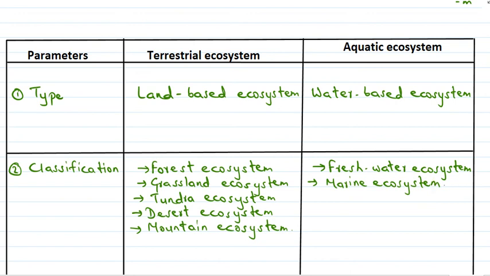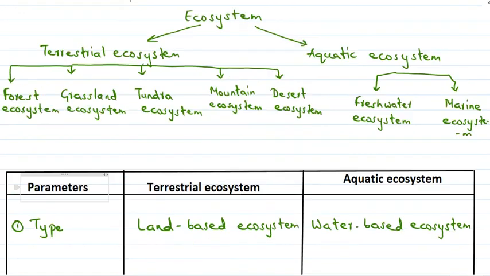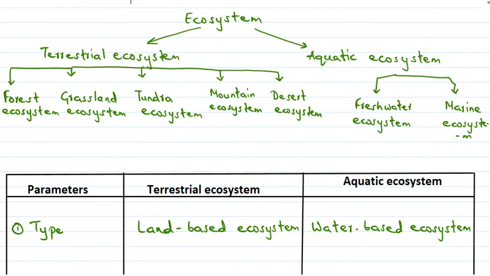ecosystem. Okay. So now let's quickly revise the things that we have studied today. So here we have talked about the overview of the types of ecosystem. So ecosystem of all types can be categorized into two main types, that is terrestrial ecosystem and aquatic ecosystem. So terrestrial ecosystem basically involves all the land forms of ecosystem. So it can be further divided or further classified as forest ecosystem, grassland ecosystem, tundra ecosystem, mountain ecosystem and desert ecosystem.